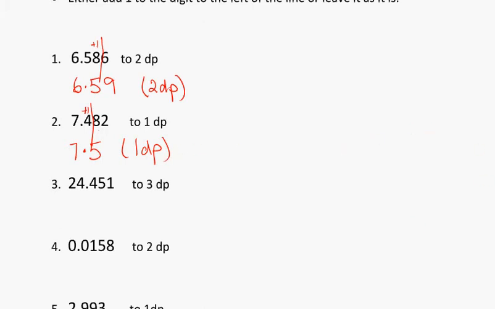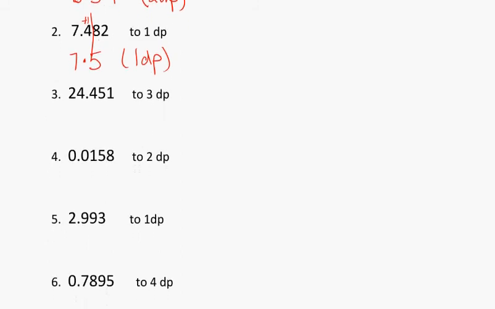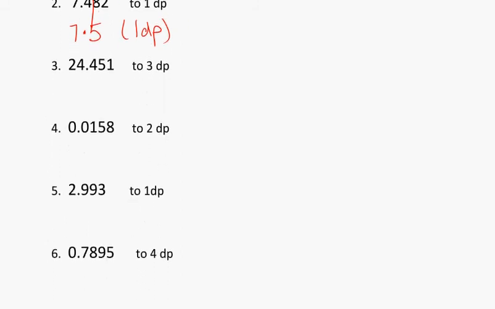Okay, the next one is 24.451, and we are going to round this one to 3 dp. Oh, well, it's already 3, so let's add another digit. We'll put a 2 on the end, and so let's now round it. 1, 2, 3 decimal places. Put your line in. 2 is not 5 or more, and so leave it as it is. 24.451.